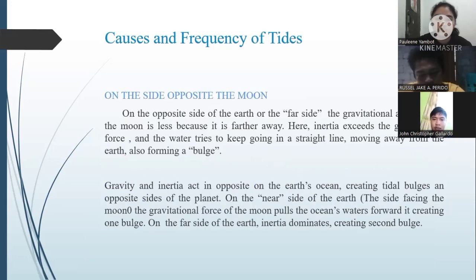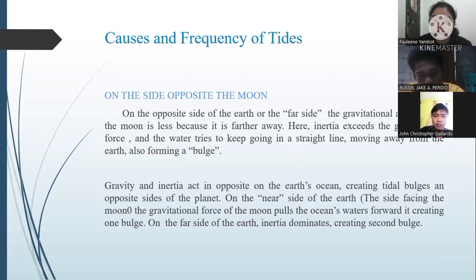On the opposite side of the Earth, or the far side, the gravitational action of the moon is less because it's farther away. Mas malayo naman siya sa moon yung opposite. Here, inertia exceeds the gravitational force and the water tries to keep going in a straight line, moving away from the Earth, also forming a bulge. Gravity and inertia act in opposite directions on the Earth's ocean, creating tidal bulges on opposite sides of the planet.